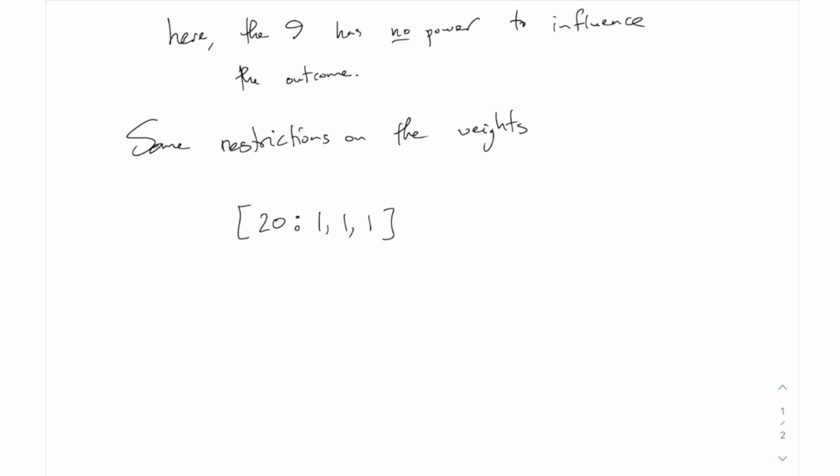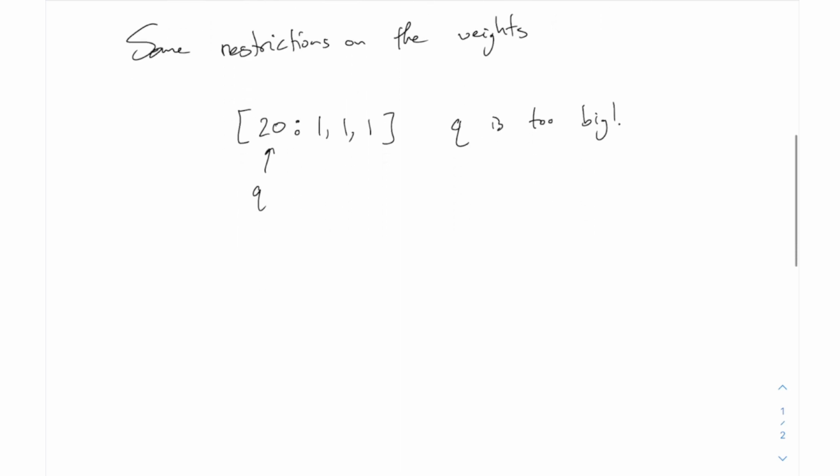So in this case, the quota, which I'm going to write as Q, is too big. It doesn't really make sense. I mean, you could imagine this, but this system would never be useful for anything in the real world. A system where the weights of all the voters are not sufficient to actually vote about anything. All right? So this is what I mean by some restrictions on the weights. That one right there doesn't make any sense.